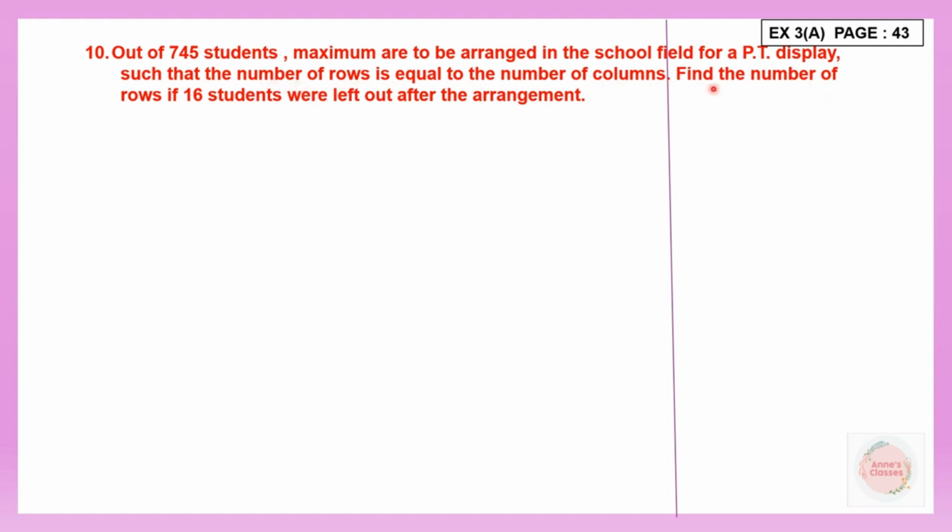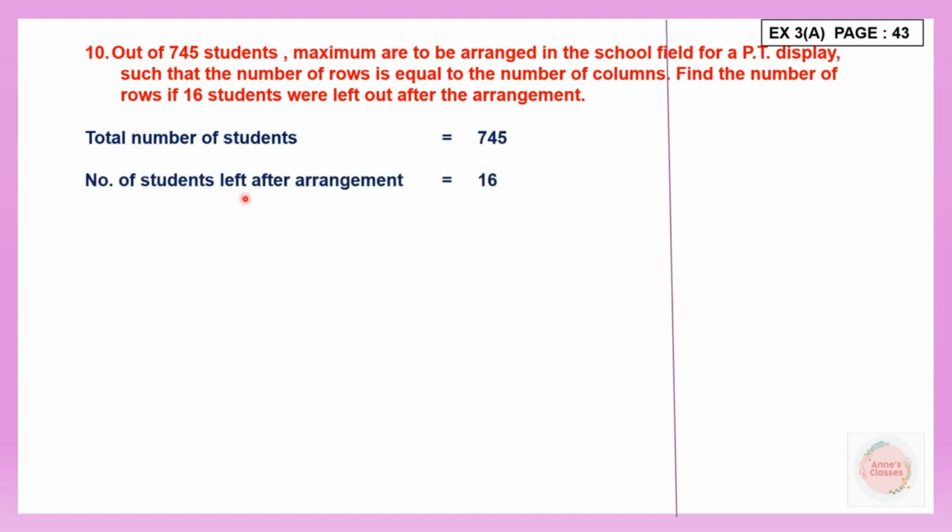Now they're saying find the number of rows if 16 students were left out of the arrangement. So this is the total number of students. From that we're going to remove 16 students and make the rows and columns equal. So we have to find out how many rows we can get out of it. So first start with the statements. So total number of students is 745. Number of students left after arrangement, that is 16. Here it says 16 students were left out. After the arrangement was done, 16 students were left out.